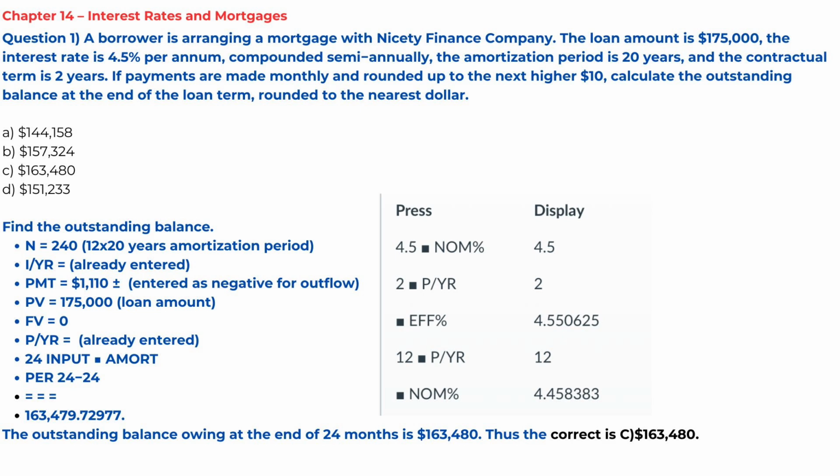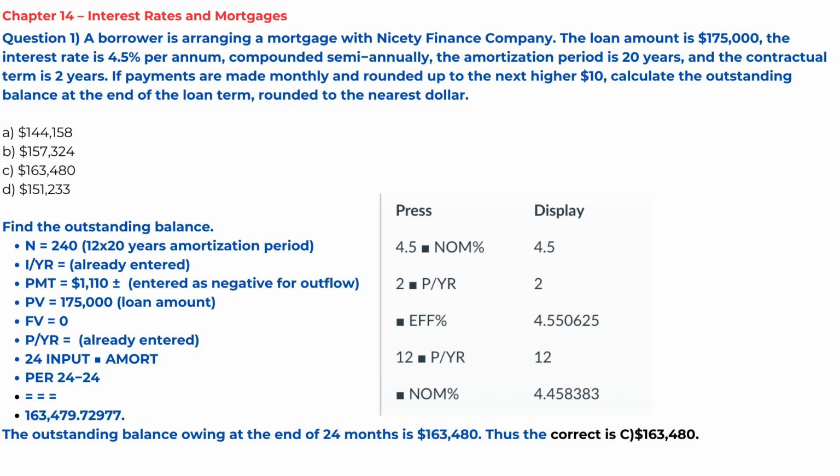Step 1. Since the payment frequency and compounding frequency do not match, we'll use NPN as a simple abbreviation to help you remember this easily. 4.5 Shift NOM. 2. Shift PYR. Shift effective. 12. Shift PYR. Shift NOM. Calculator displays J12 equals 4.4583%.